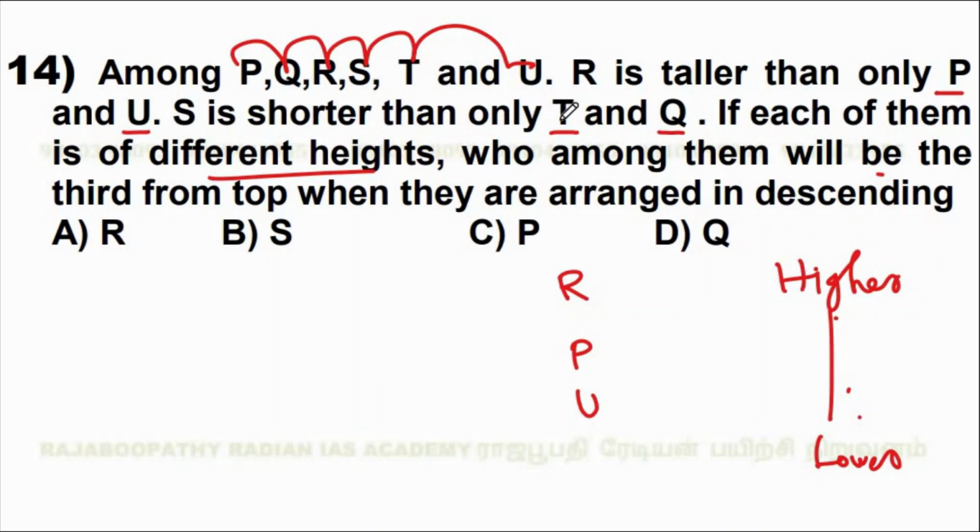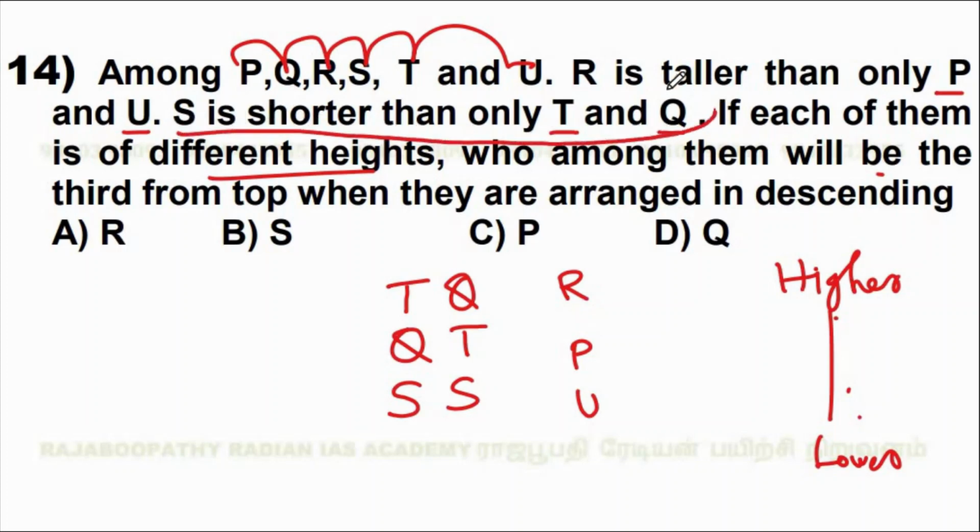S is shorter than T and Q. S is shorter than only T and Q. So S is shorter than only T and Q means T and Q are above, Q and T, then S. Therefore, this statement itself is sufficient. S is shorter than only T and Q.